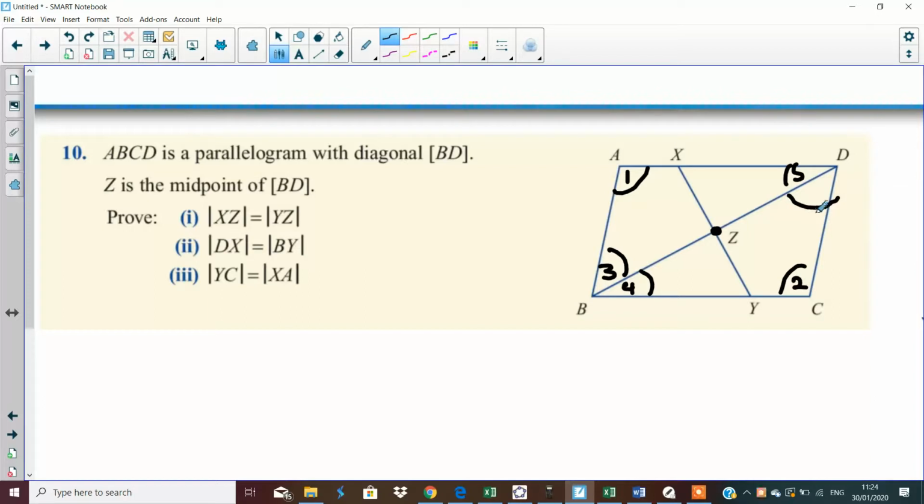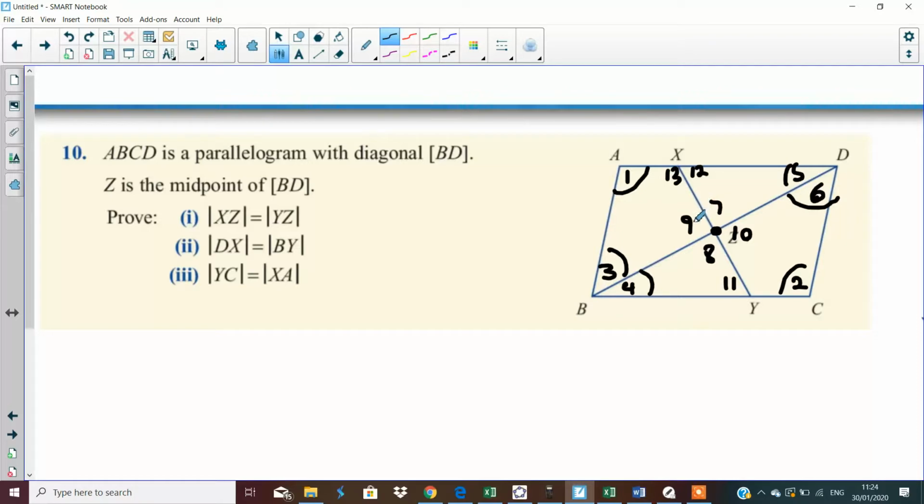Angle 6 will equal angle 3. Angle 7 will equal angle 8. Angle 9 will equal angle 10. Angle 11 will equal angle 12. Why? Alternate angles, any sets I see, yeah? And then I didn't label that one 13, okay? Probably don't need all that anyway.